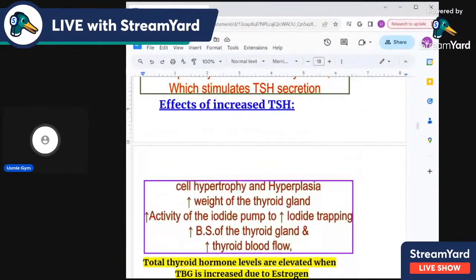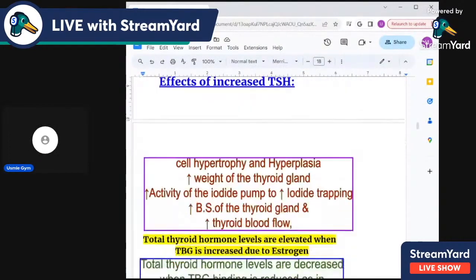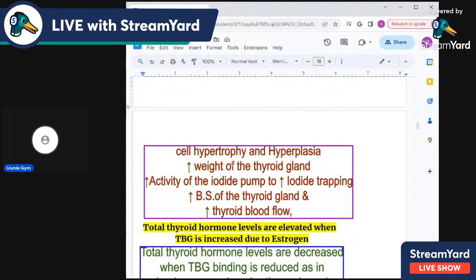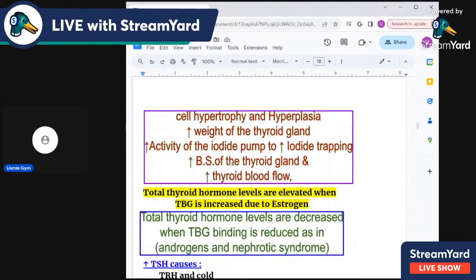Now, what are the effects of increased TSH? Increased TSH causes cell hypertrophy and hyperplasia in the thyroid, increases the weight and the size, causing goiter, and increases the blood supply and blood flow to the thyroid gland.